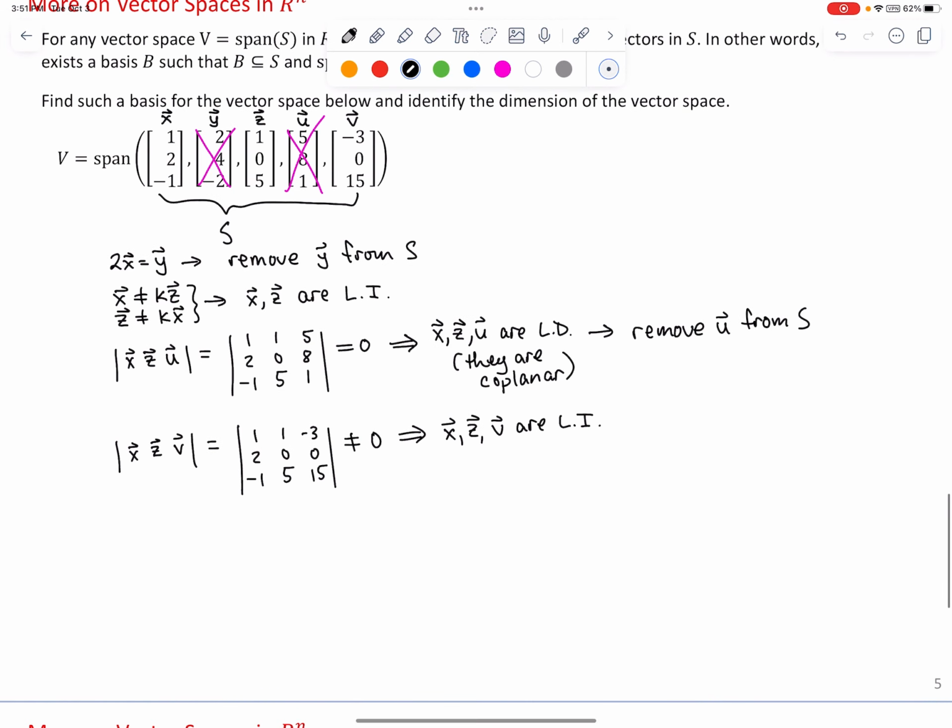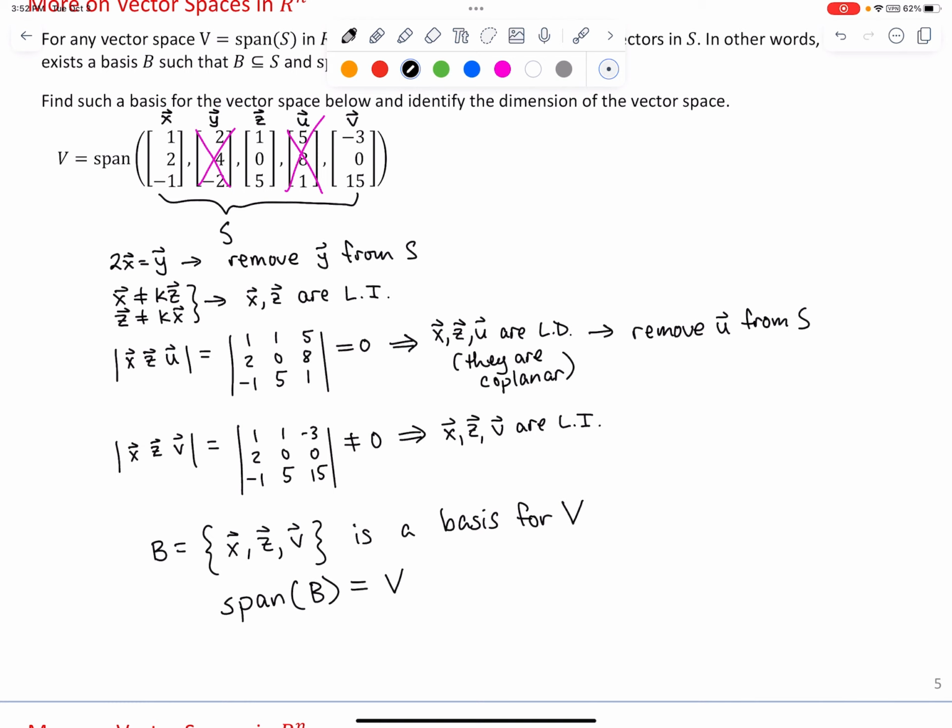As such, I can construct a basis for this same vector space by keeping only the vectors x, z, and v. And that will form a basis for the vector space capital V. Furthermore, if I were to do the span of these three vectors in our basis, we would get vector v, and we know that all three are linearly independent. So that's why we can call B a basis.